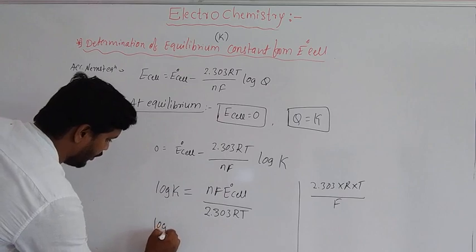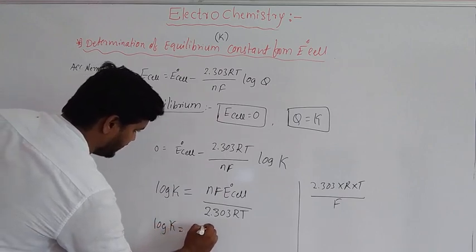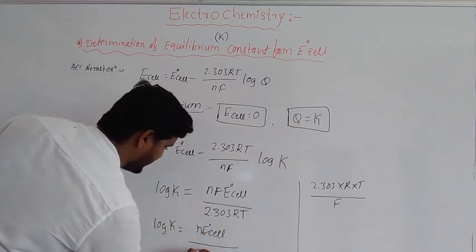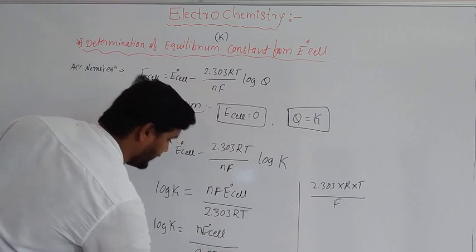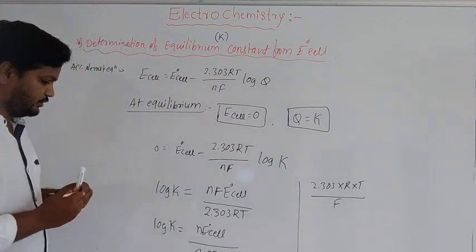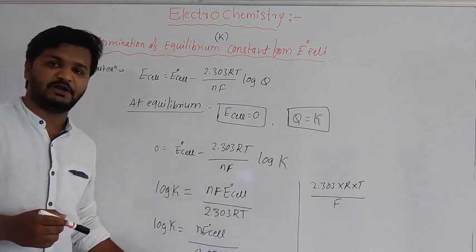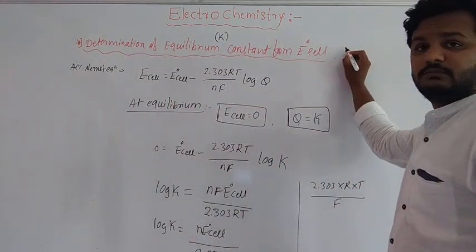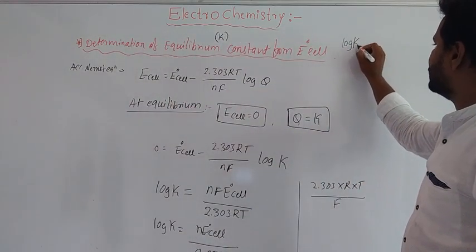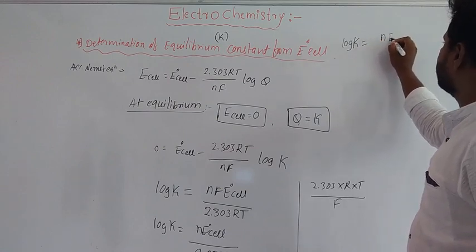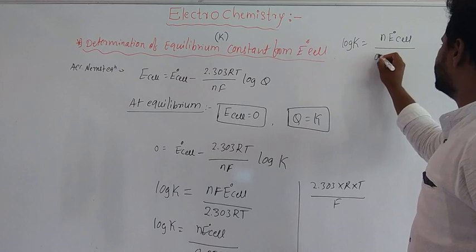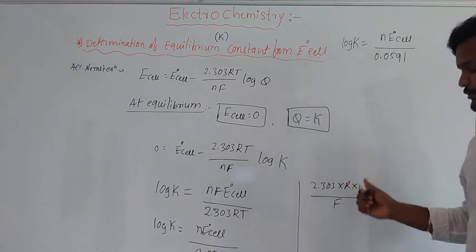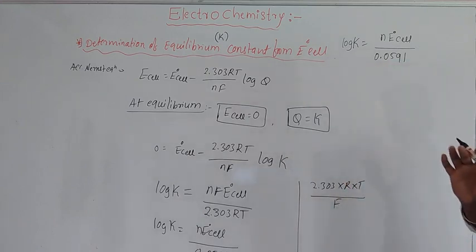Then you can write log K is equal to n E naught cell divided by 0.0591. Students, here log K is equal to n E naught cell divided by 0.0591. Here 2.303 into R into T divided by F, its value is 0.0591.